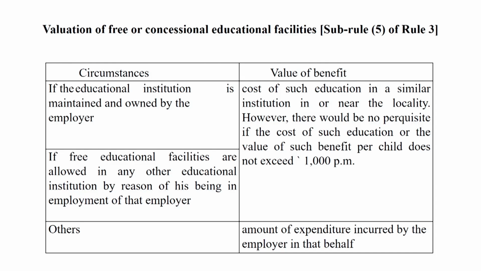In the case of others, when the cost of such facility is more than 1,000 per month per child, the amount of expenditure incurred by the employer in that behalf will be treated as the value of perquisite.